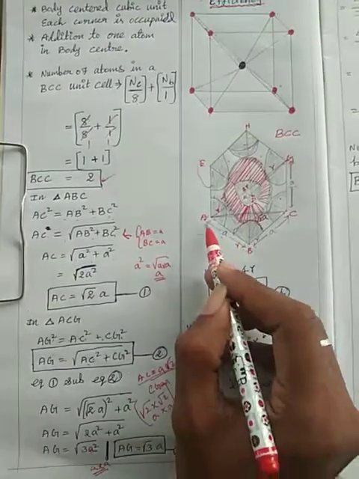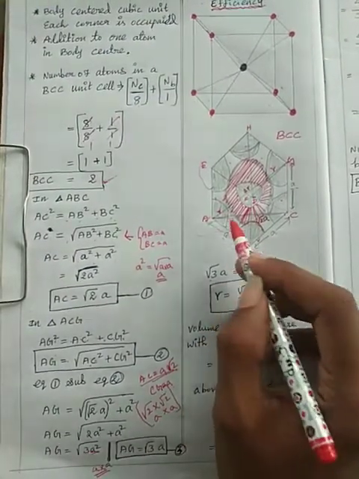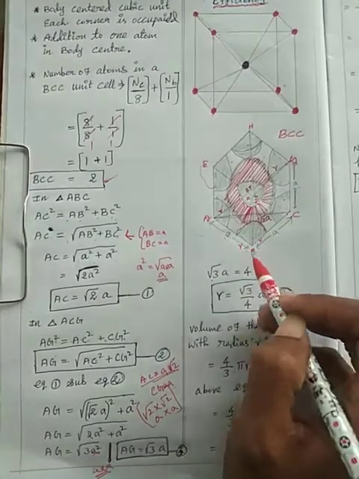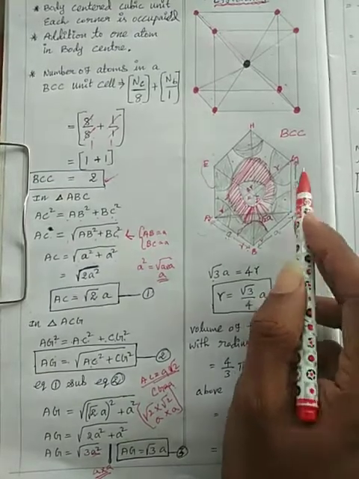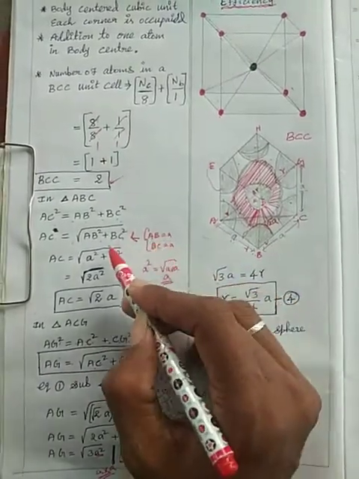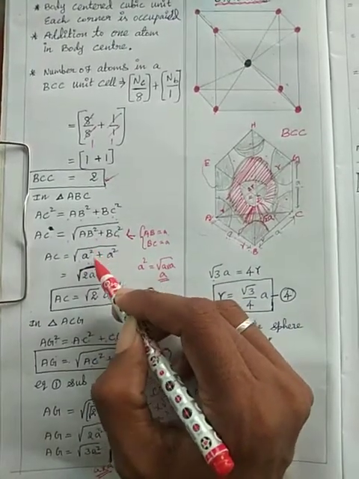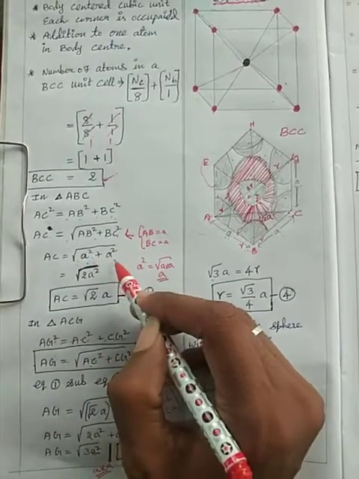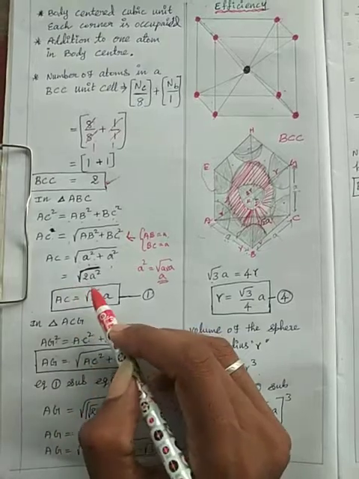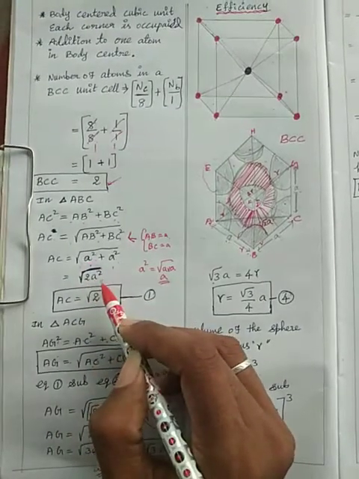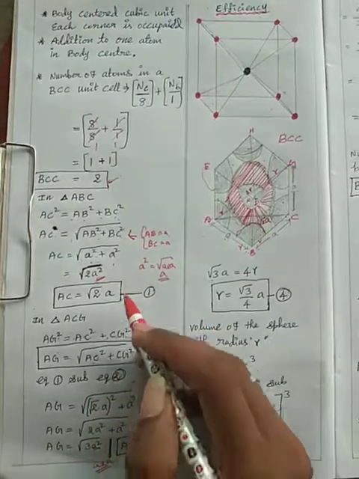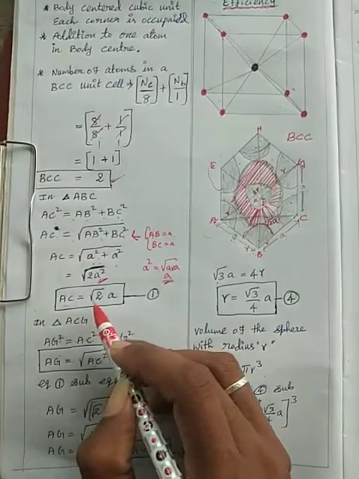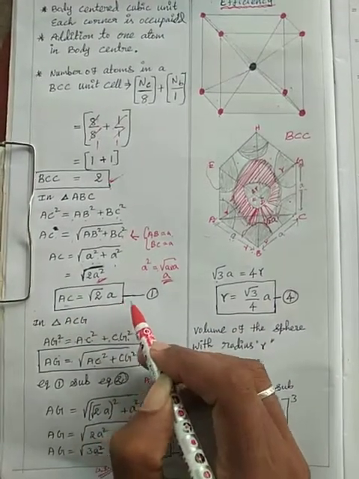AB value is a, and the volume of the cube is also a cubed, as already known. AB is a, BC is a, CG is a. So apply the equation: AB equals a, BC equals a. So AC equals root of a squared plus a squared, that is, AC equals root 2a squared. The a squared is easily eliminated from the root, so AC equals root 2 a. This is called equation 1.